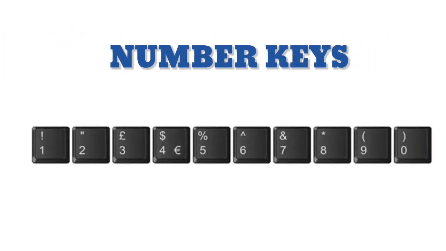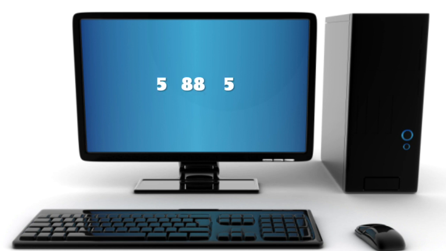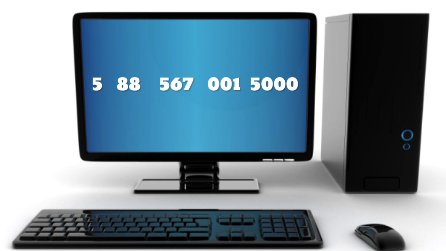Number keys. Numbers 0 to 9 are present on the number keys. There are 10 number keys. They are present above the alphabet keys. Number keys are also found on the right side of the keyboard. This is called the numeric keypad. Using number keys, we can type our age, weight, height and so on.